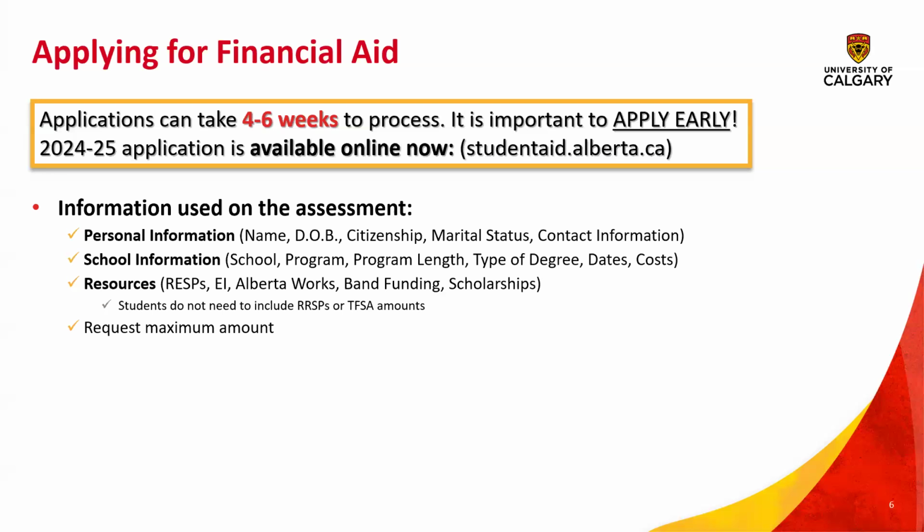Now, when you're applying for student aid, they also assess the kinds of resources that you have versus your costs. The resources that are considered include things like RESP, employment insurance, Alberta work funding, band funding, and scholarships. And please note that if these are not applicable to you, you'll simply put 0 and move on. It is important to also know that for this section, they're not looking for employment income, nor things like RRSP or TFSAs. So Alberta Student Aid will assess the resources that you have available and the cost of education. And as long as you show some financial need, then there would be funding available through the Alberta Student Aid program.